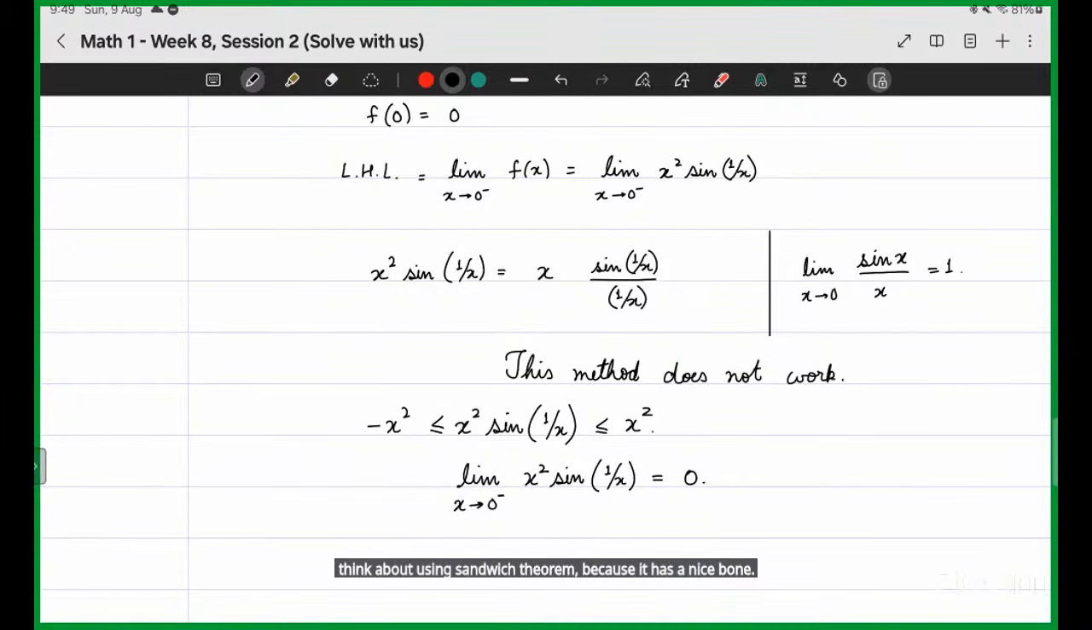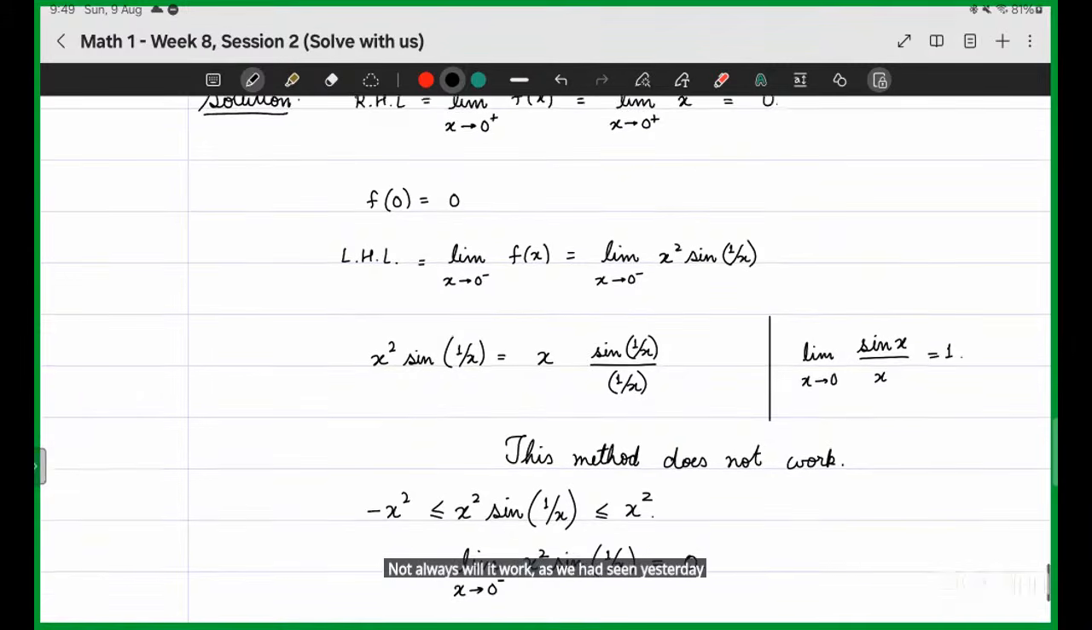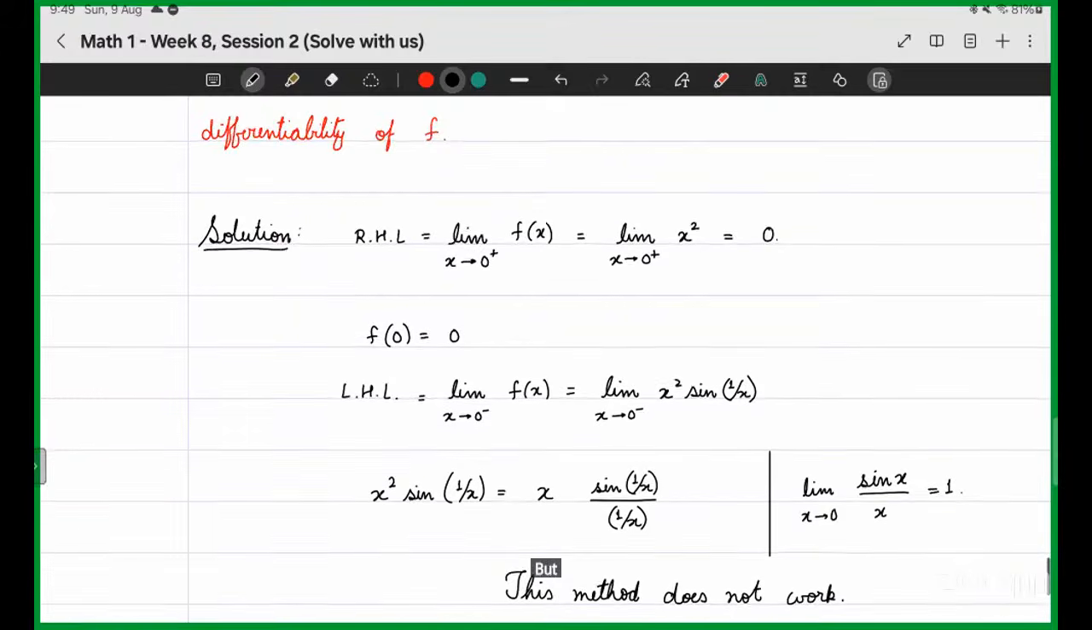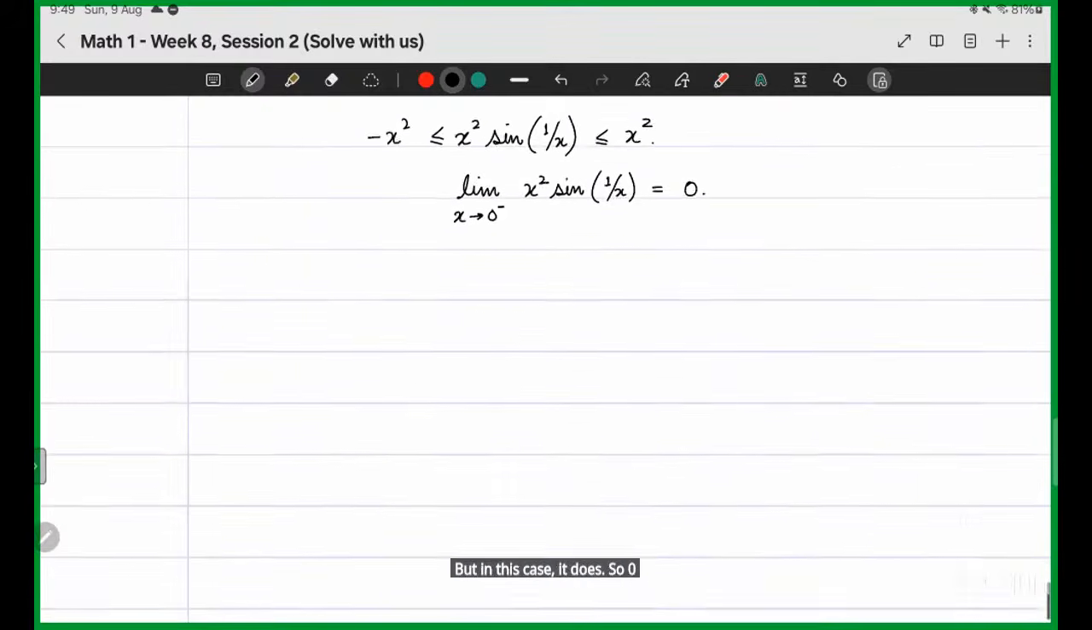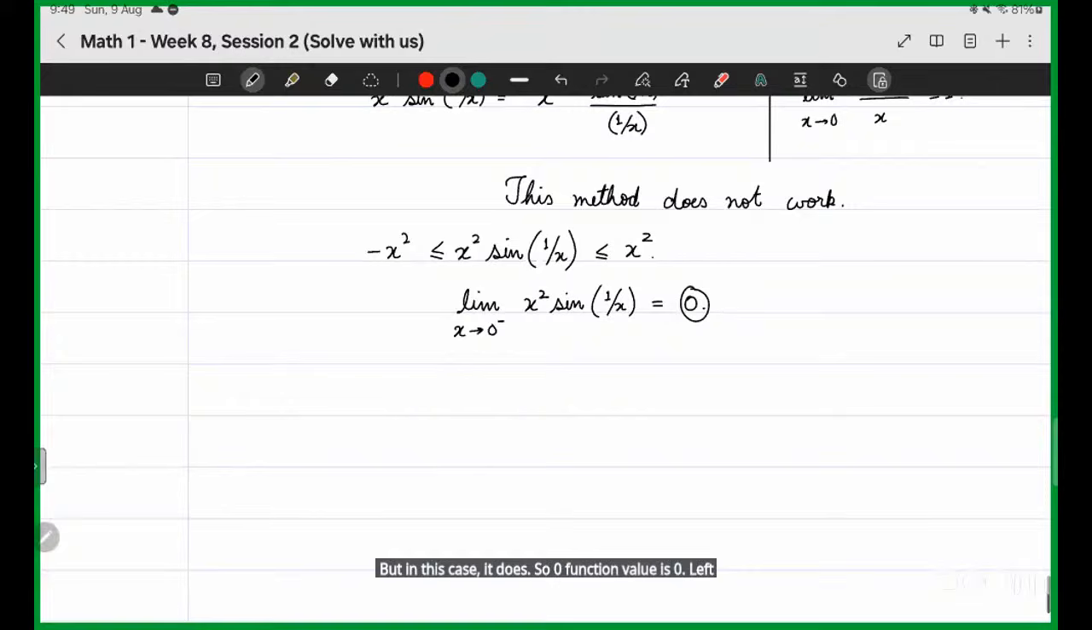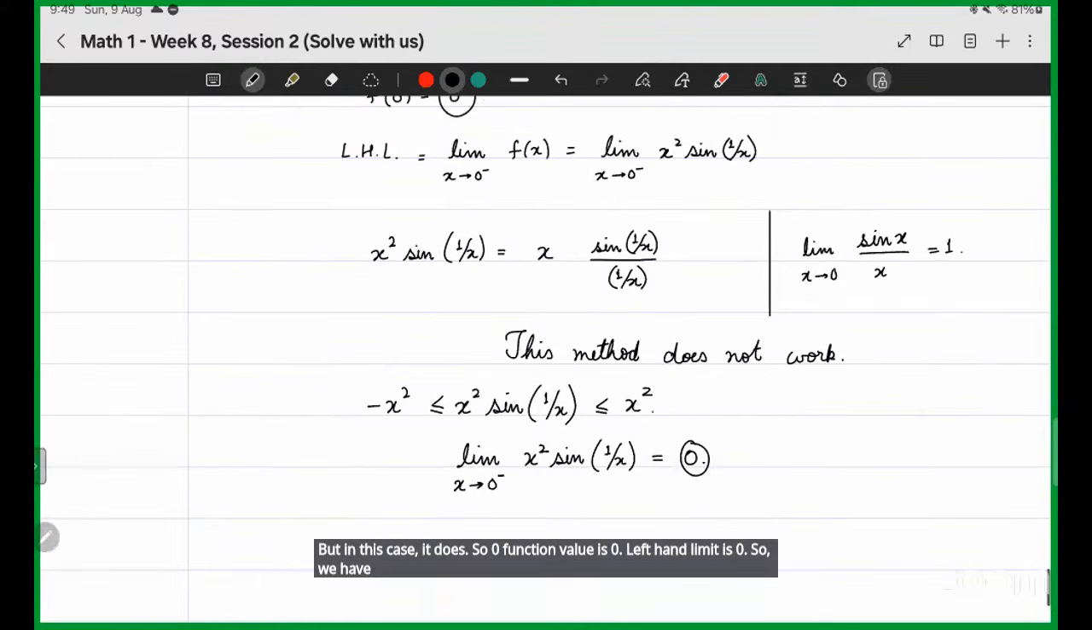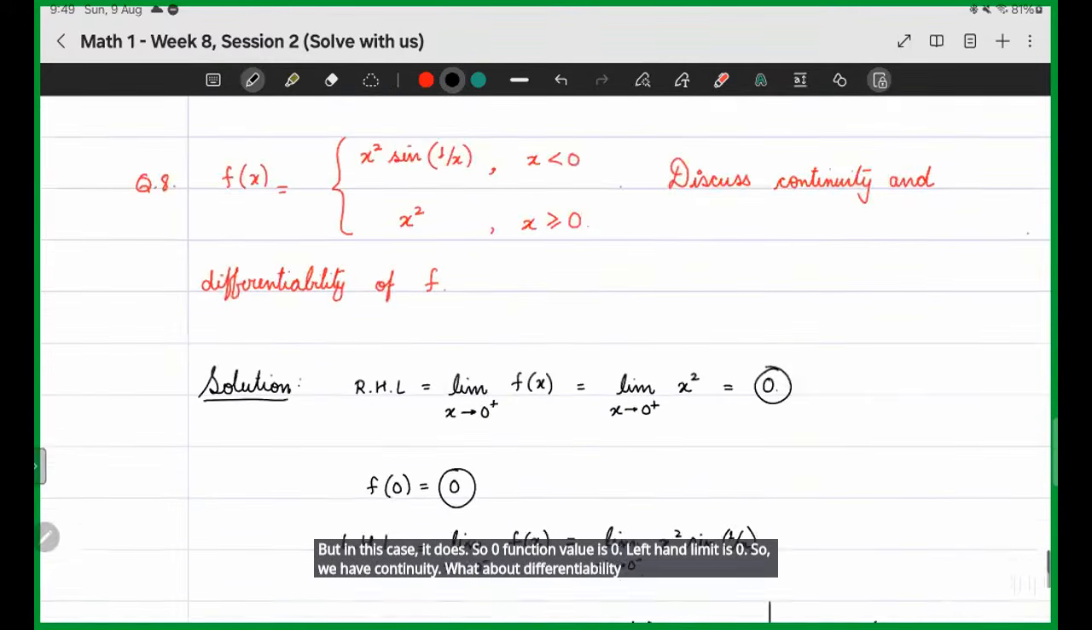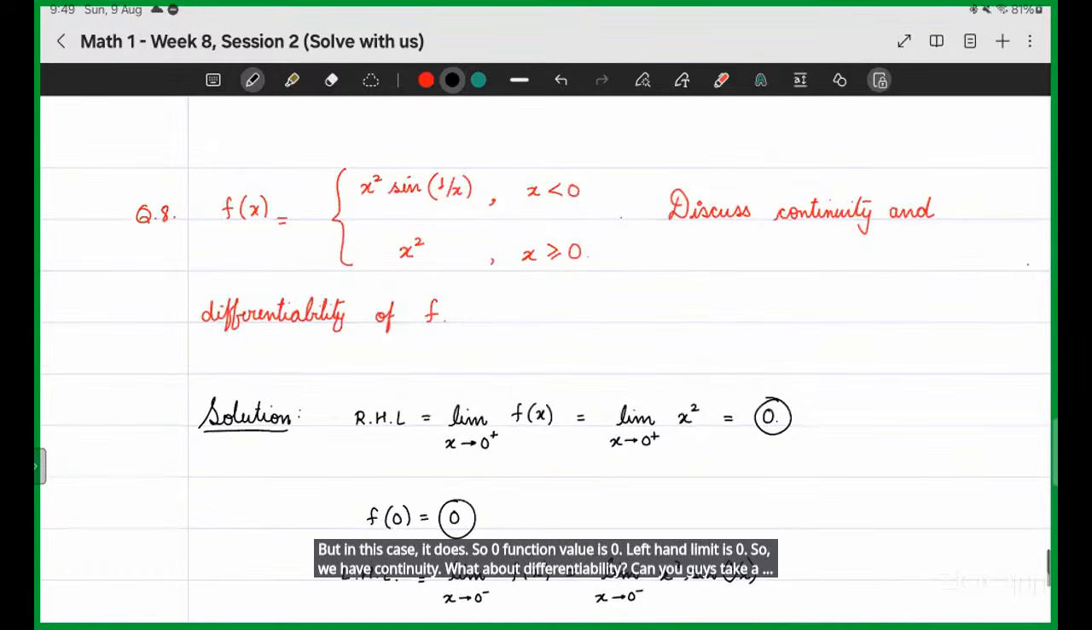Not always will it work, as we had seen yesterday in an example. But in this case, it does. So the function value is 0, the left-hand limit is 0, so we have continuity. What about differentiability? Can you guys take a couple of minutes and see if it is differentiable?